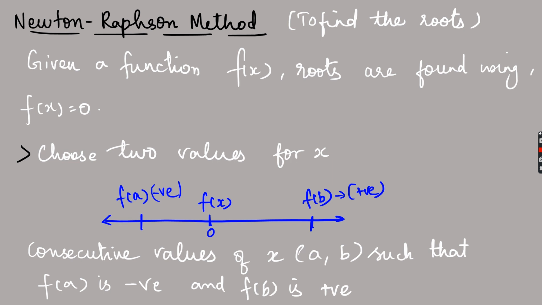We do not know that point, but you have to choose any two consecutive values of x for which the first value will be negative and the second value will be positive, or one should be negative and one should be positive. Instead of x you are substituting a, and the function gives you a negative value, and the next consecutive one will be b, and you substitute in the function and get a positive value. Then in between a and b you will have the root of your function. I hope you get this.